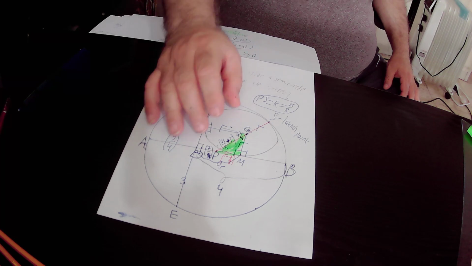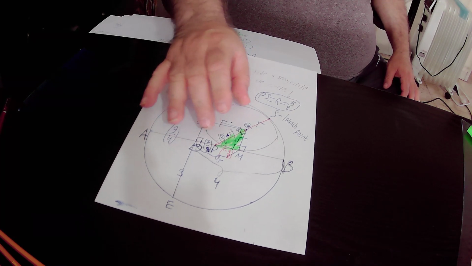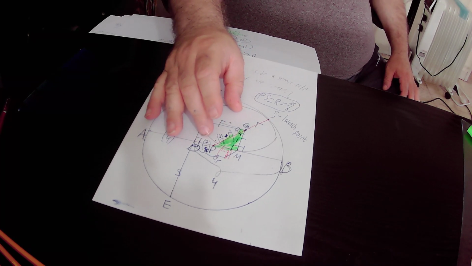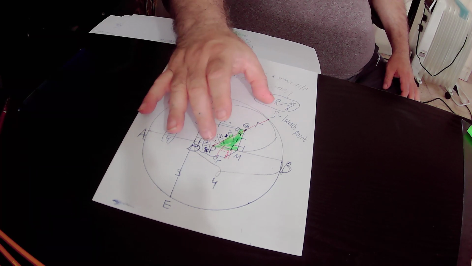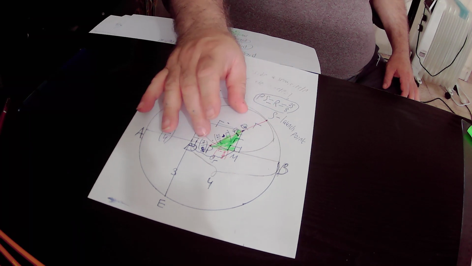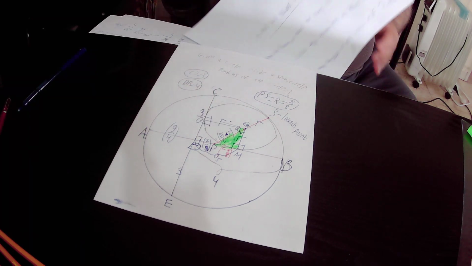And what is the length of PQ? From the drawing it is very easy to see that PQ equals PS minus QS. Again, PS minus QS equals PQ. I'll repeat again.